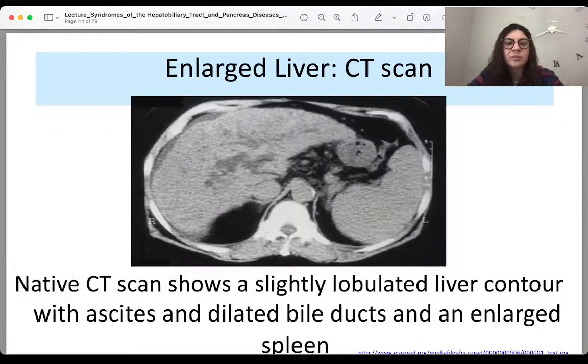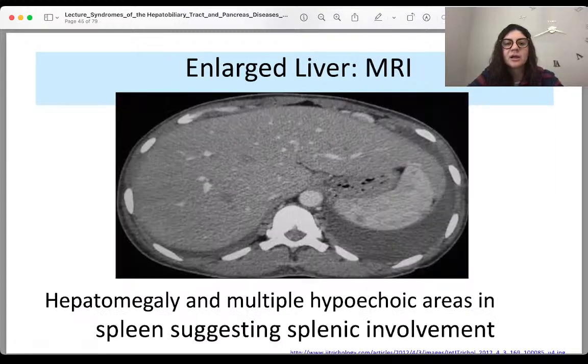Here you see example of native CT scan that shows a slightly lobulated liver contour with ascites and dilated bile ducts and an enlarged spleen. And here MRI with a huge hepatomegaly. You see to the left in the middle it is a very big volume, very big mass of liver in patient with very significant hepatomegaly.